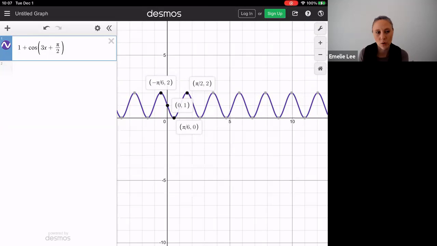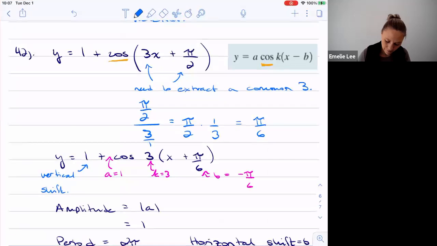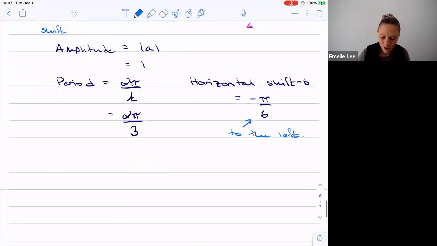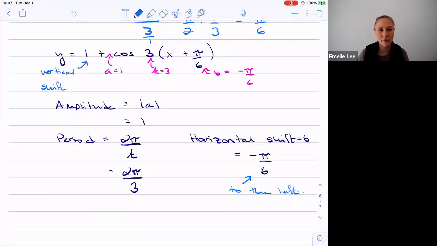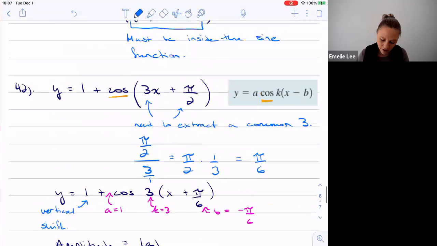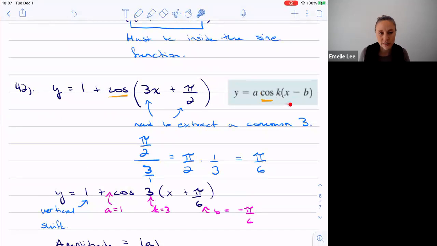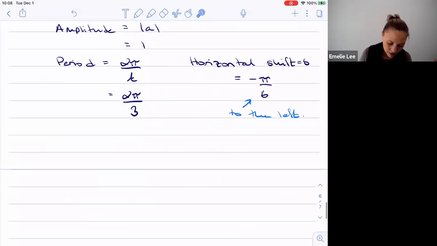And it even shows us more points on the function, but usually we just graph one function or one cycle. Okay. So just get comfortable manipulating the sine and the cosine functions and making them look something like this. And then it's easy to see what the amplitude, the period, and the horizontal shift are.